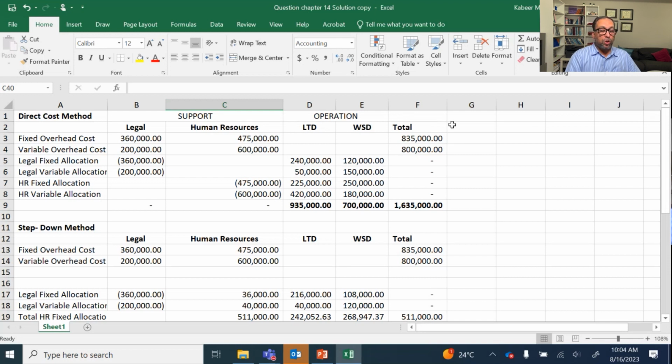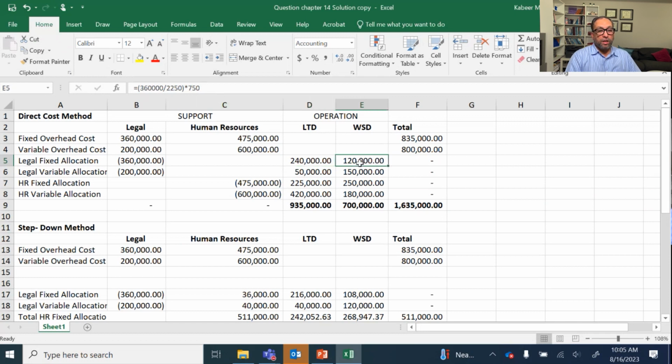So what we want to distribute first is the fixed overhead cost. Again, in the direct cost method, we have to distribute it among only the LTD and WSD, not to the human resource. So we divide the 360,000. Here you can see the formula I applied. We divide this 360,000 over the budgeted total allocation, 2,250, multiplied by 1,500 used by LTD. So we distribute it in this way.